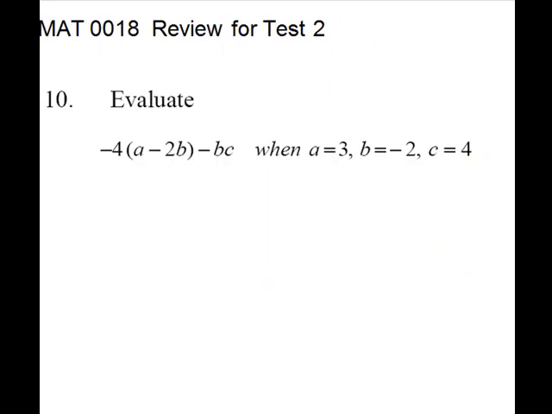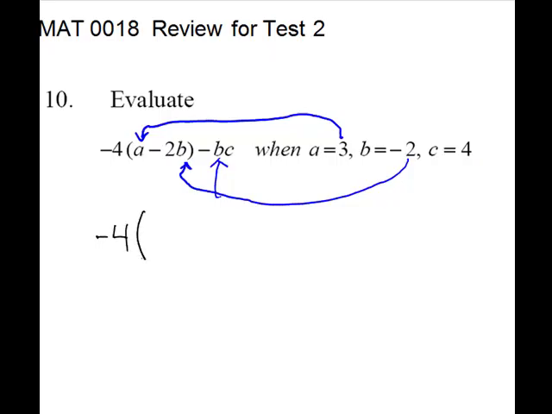Our next problem is an evaluate problem. Remember, evaluate means to substitute the given values into the variables and then simplify with order of operations. So into the A, we're going to put the 3. Into the B, in both places, we're going to place a negative 2. And into the C, we'll place a 4. We want to preserve all the operations that are there. So we're going to keep the negative 4. We're going to keep the parentheses.